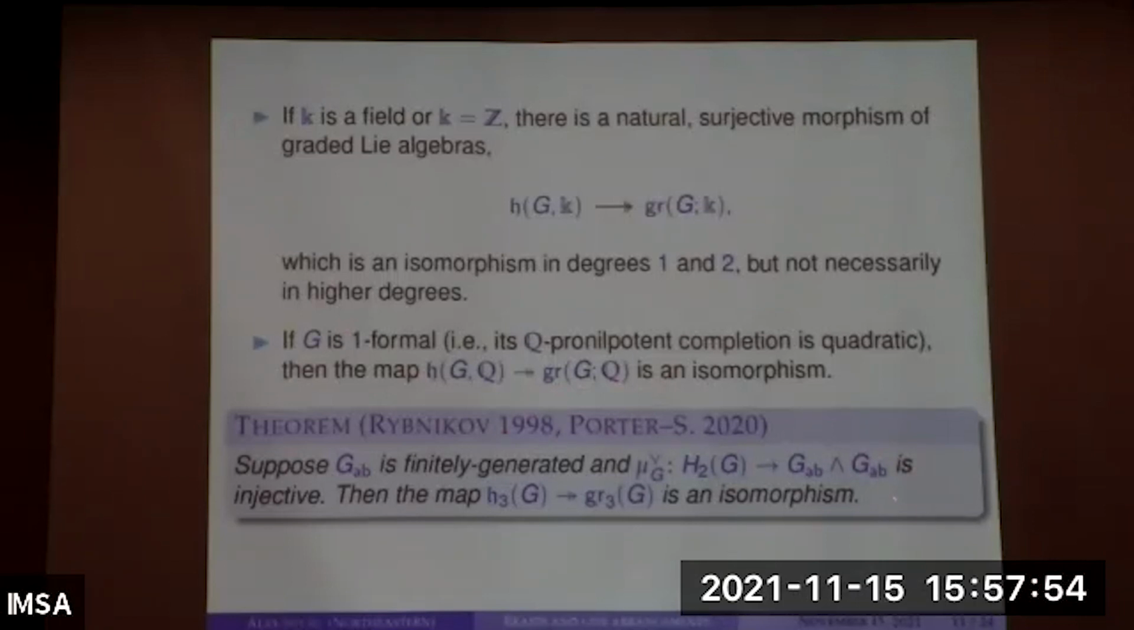But in general, this map is not injective. So if it's injective, then the map between H3 and GR3, the first mysterious level, is H3 to GR3. This map is an isomorphism integrally. Okay. So that's kind of the only thing. After that, if you go to 4 and so on, it becomes more and more mysterious. But at this level, this happens. Okay. All right. So that's a general theory.